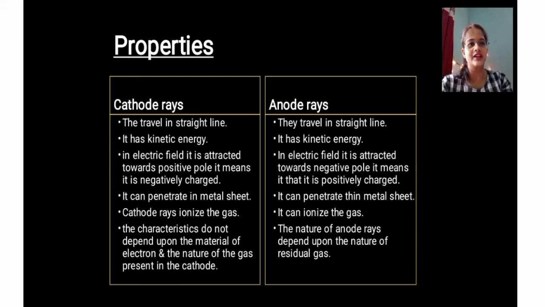I have created these boxes so that you can know the differences or the similarities between them. Okay, so cathode rays and anode rays. The first thing is that they travel in a straight line. It is applicable for both. They both travel in a straight line.